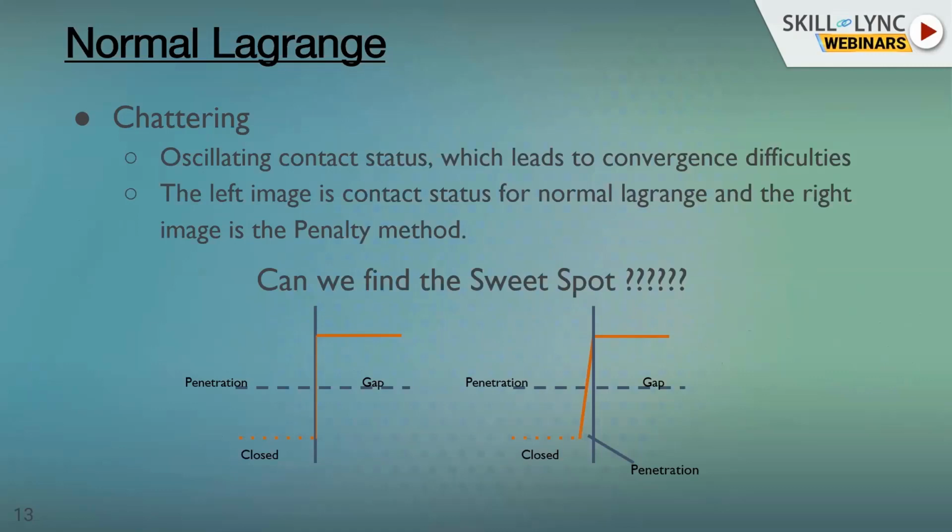Then that kind of process happens, contact, no contact, till it stabilizes the contact. That gives rise to the chattering problem in the normal Lagrange method, which may lead to an increased number of iterations, and in the worst-case scenario the solution may not converge also, right?